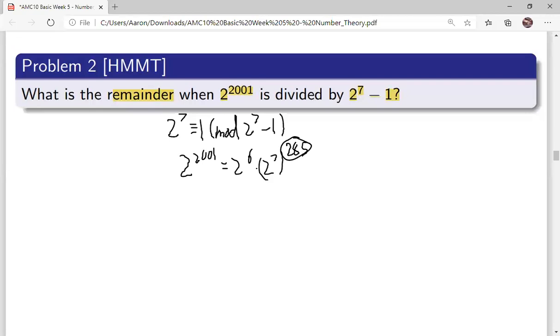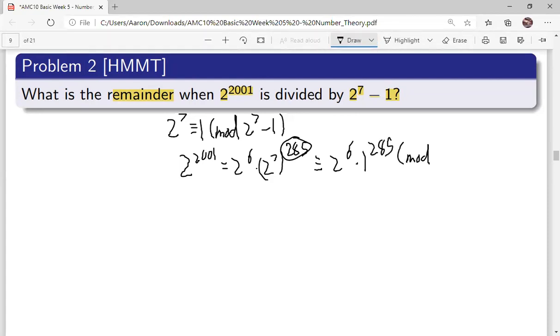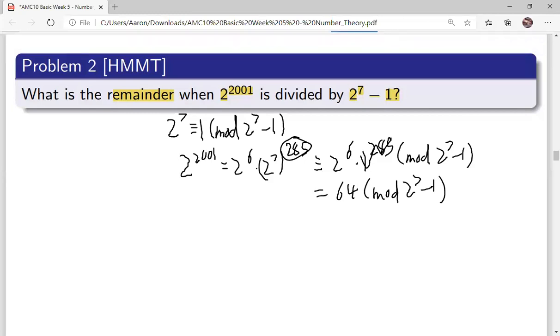And so it equals 2 to the 6th times 2 to the 7th to the some power. This is congruent to 2 to the 6th times 1 to the 285 or whatever, mod 2 to the 7th minus 1. So this just goes away and you're left with 2 to the 6th, which is equal to 64 mod 2 to the 7th minus 1. And so are there any questions?